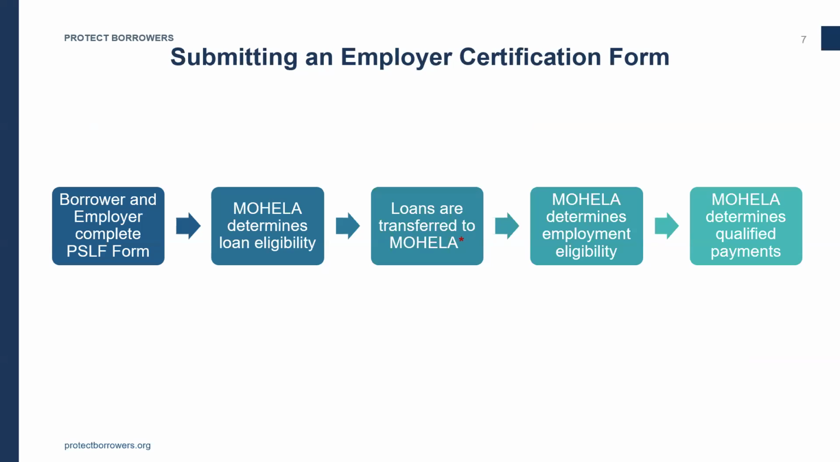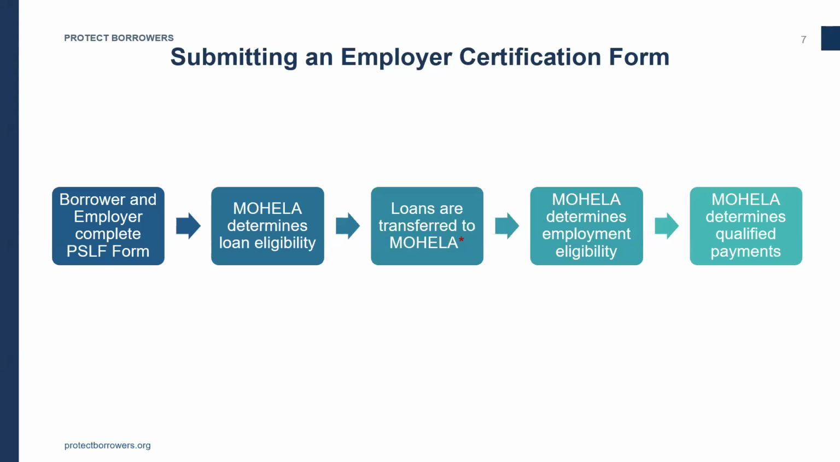So what's the process for getting your loans canceled through PSLF? Mohela is currently the exclusive servicer for public service loan forgiveness. Once you send your PSLF forms to Mohela, they will first check your loan types to make sure you have qualifying loans. If you have a qualifying loan, your loan will then be transferred to Mohela for servicing, at which point it will run through the other criteria such as employment and qualifying payments.